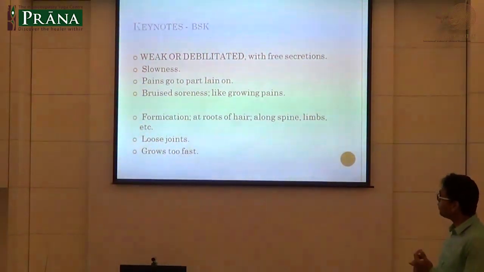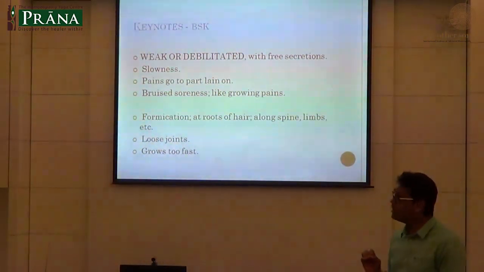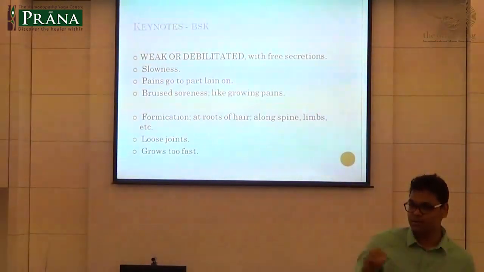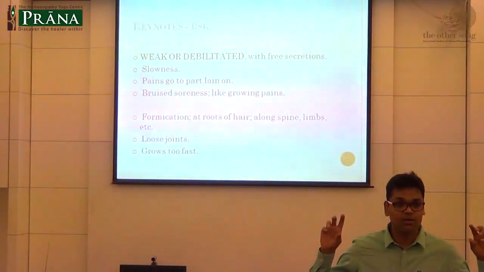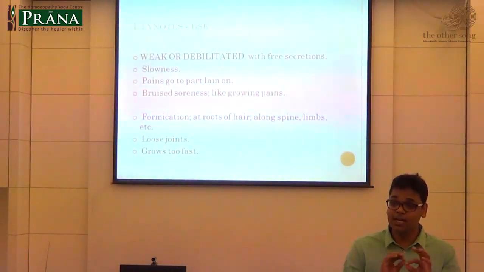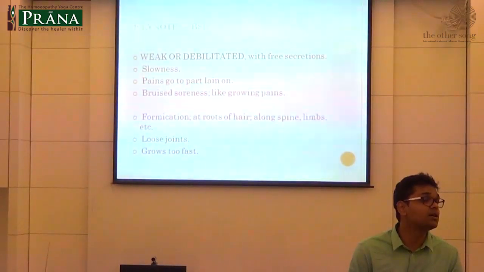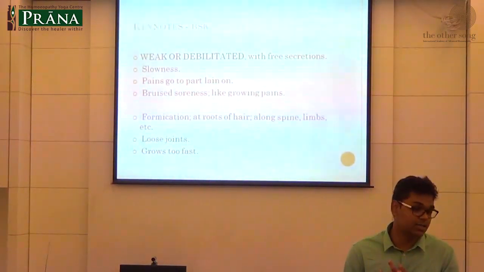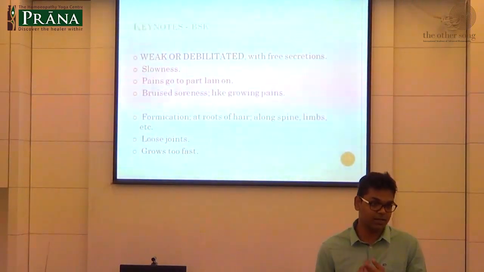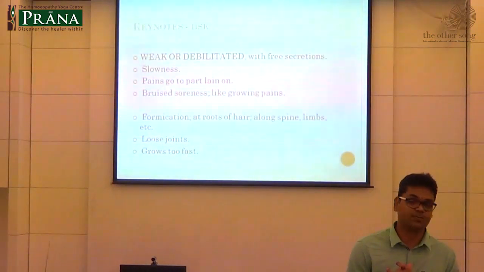Next symptom. Formication at roots of hair, along spine and limbs. What is the main general symptom? All together. Main general symptom of phosphoric acid. What is it? Hyperactivity, complete exhaustion. Correct? Hyperactivity, complete exhaustion and destruction.